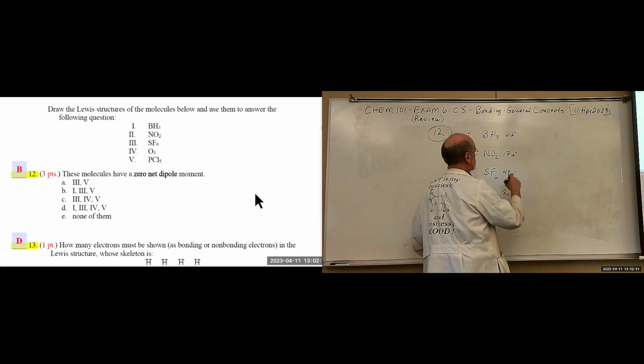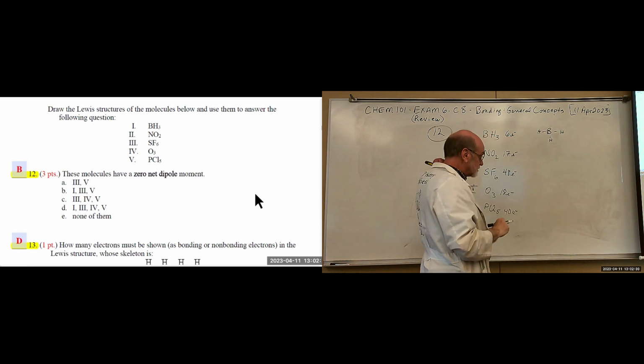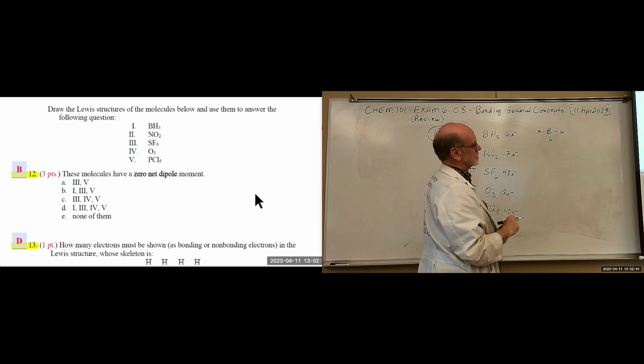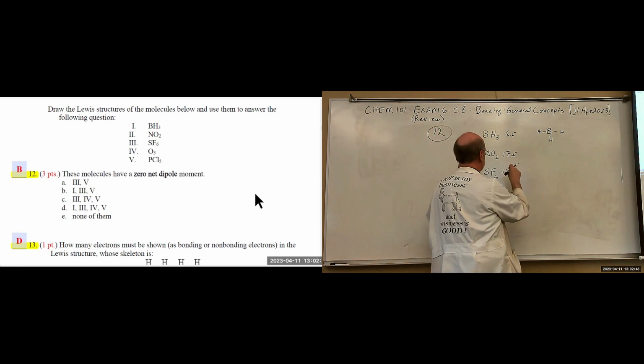Okay, now we can draw our structures. Boron, like that, 2, 4, 6, that's it. We're done. Oh, we have to find the net dipole moment. Okay, so we'll come back to that.